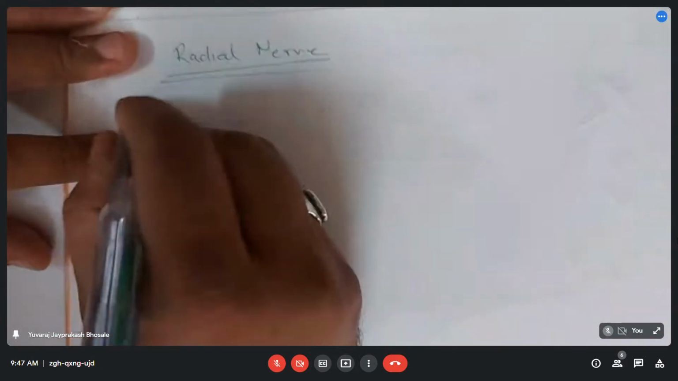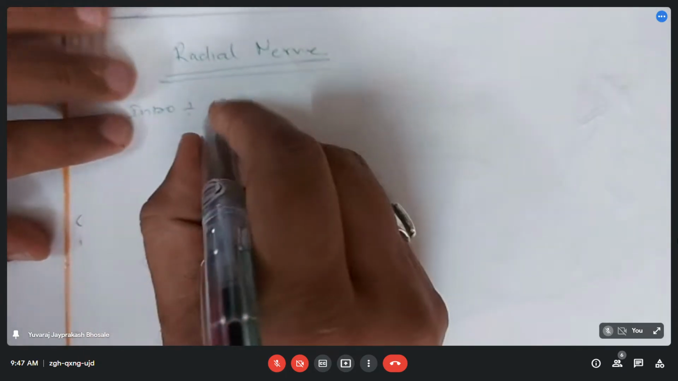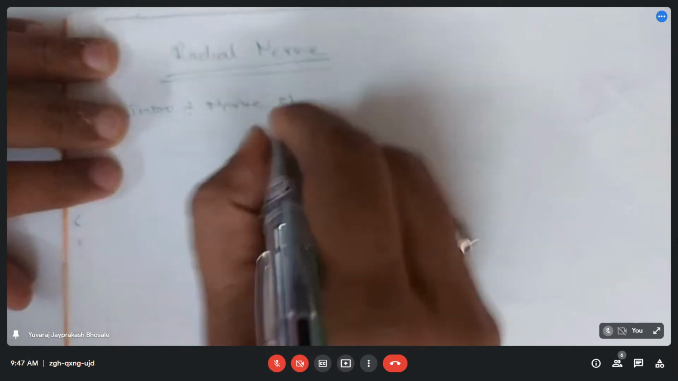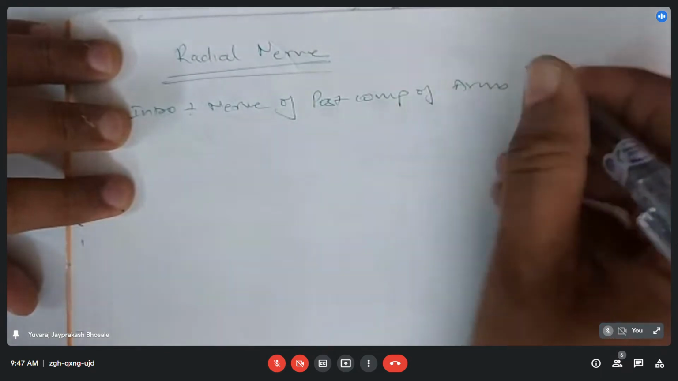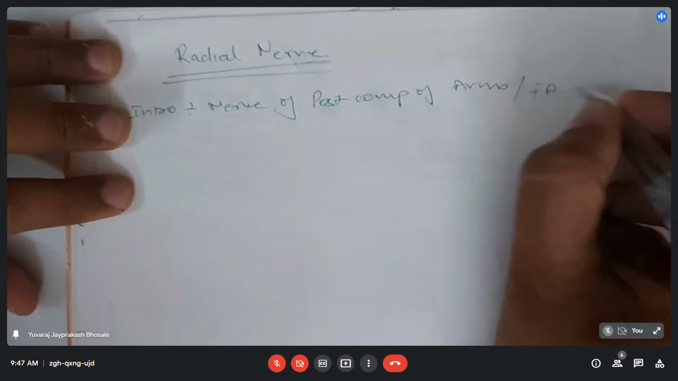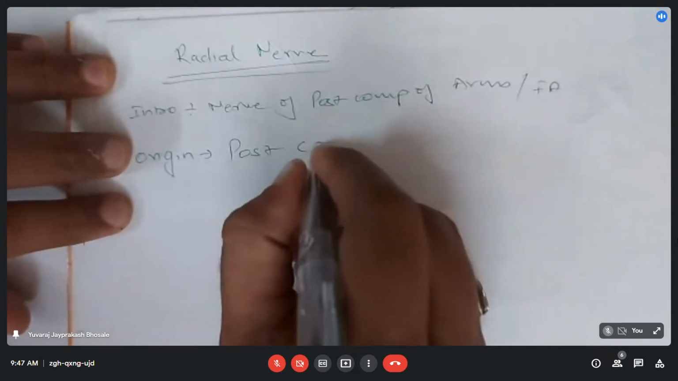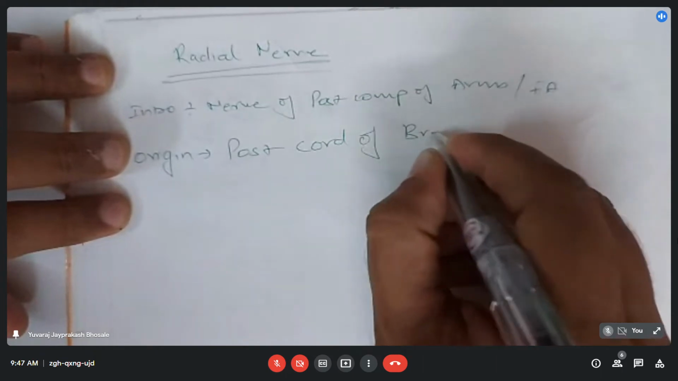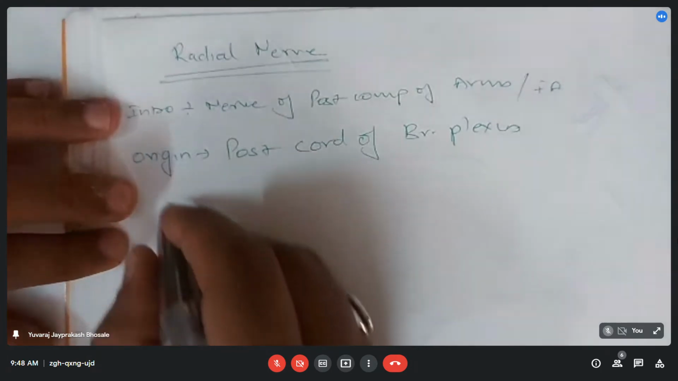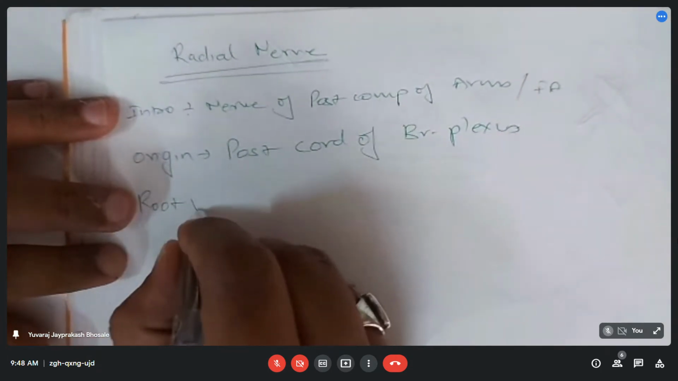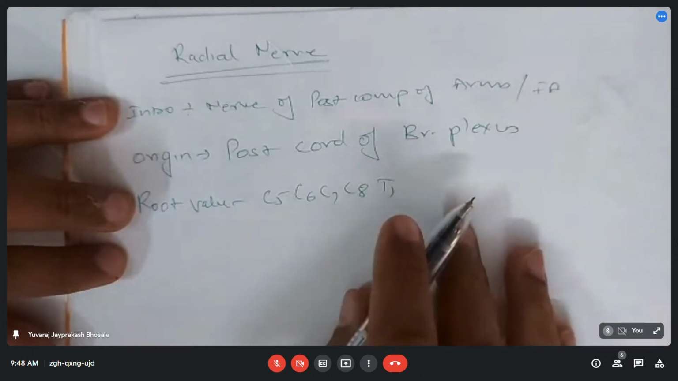So introduction. It is the nerve of the posterior compartment of the arm. Also, its branch supplies the forearm. Origin: from the posterior cord of the brachial plexus. Root value: C5, C6, C7, C8, T1.